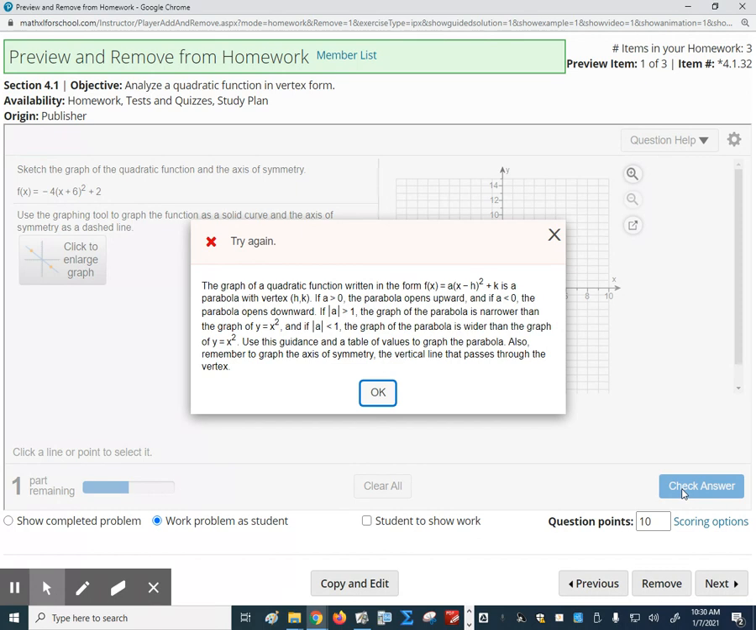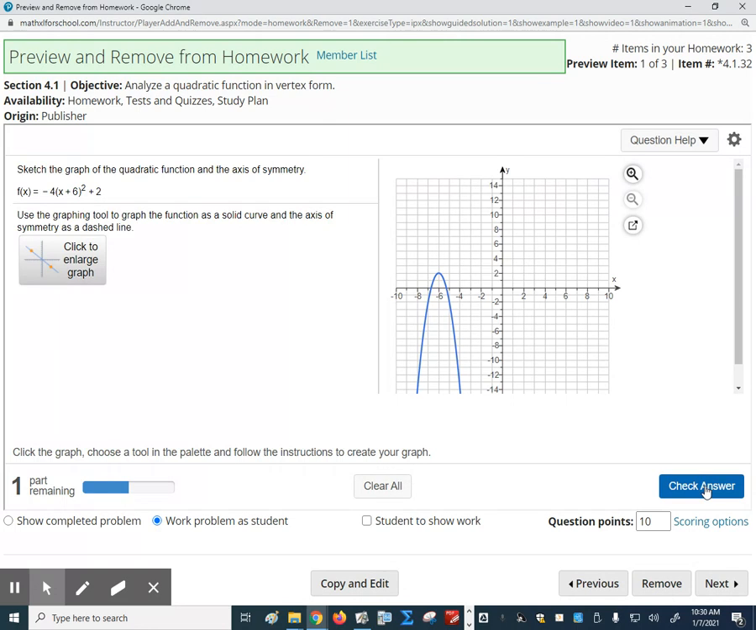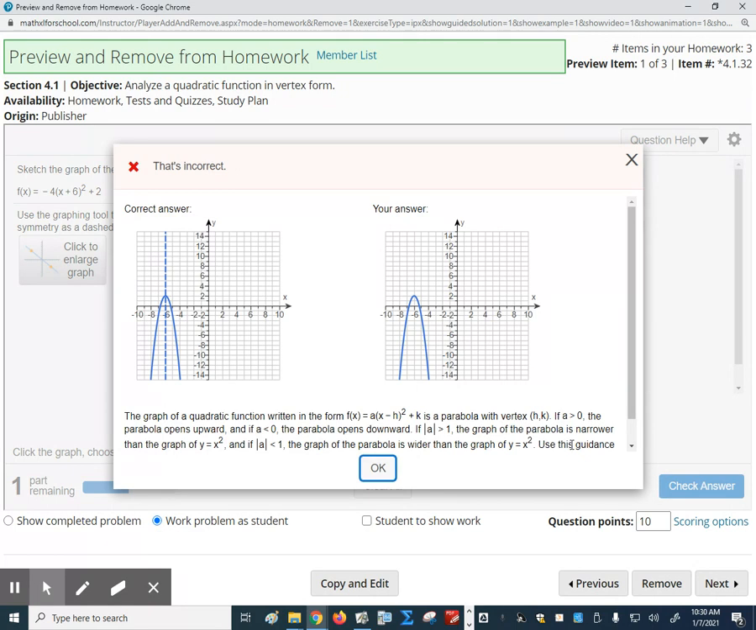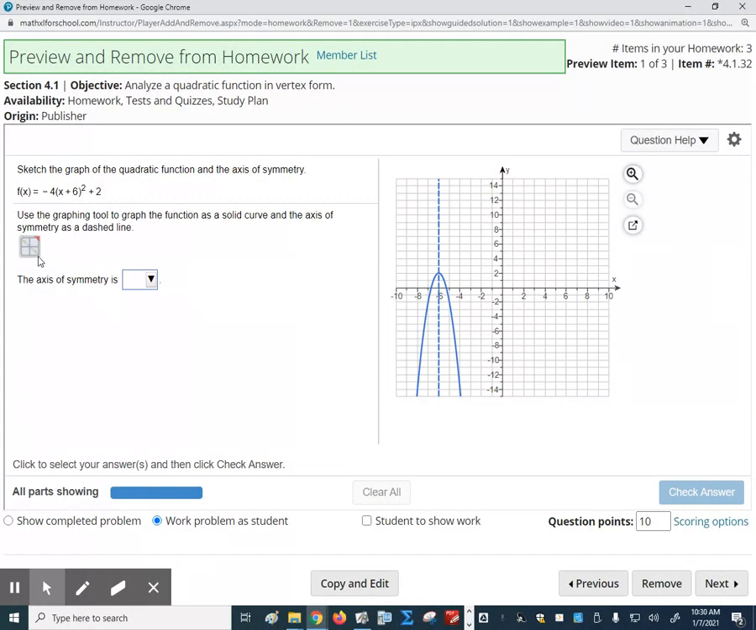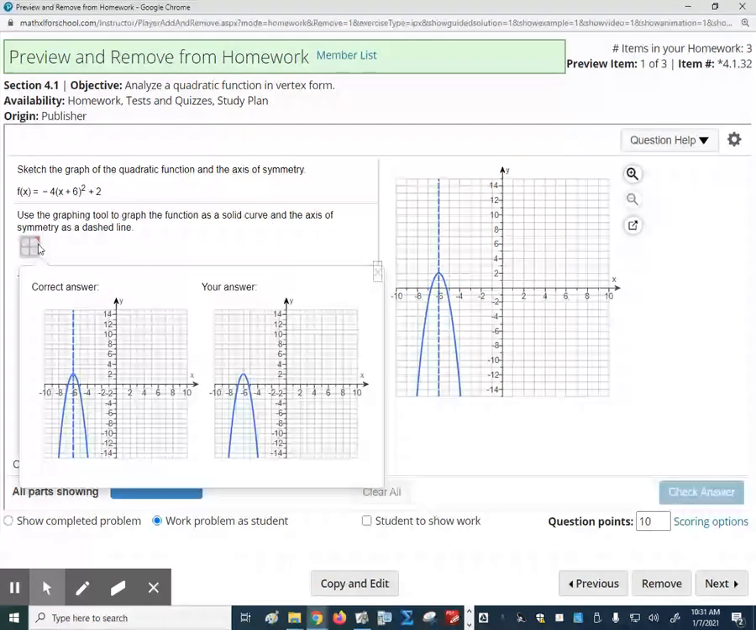What in the world? Well, that's a little strange. How do I see, like if I just hit check, does it tell me what it's supposed to be? Oh, I see what I did. I didn't follow the instructions. Yeah, it says use the graphing tool to graph the function as a solid curve and the axis of symmetry as a dashed curve. Does that make sense?